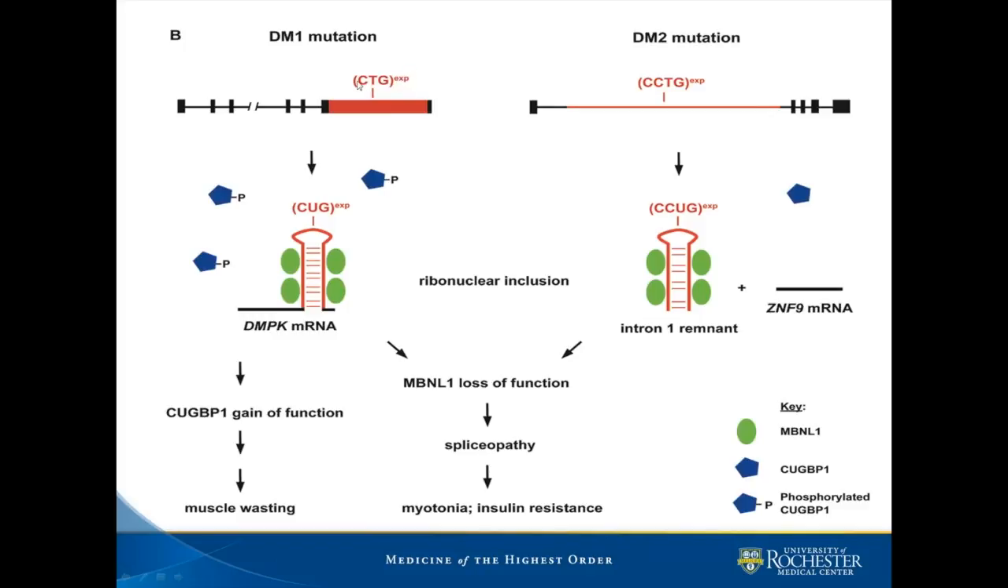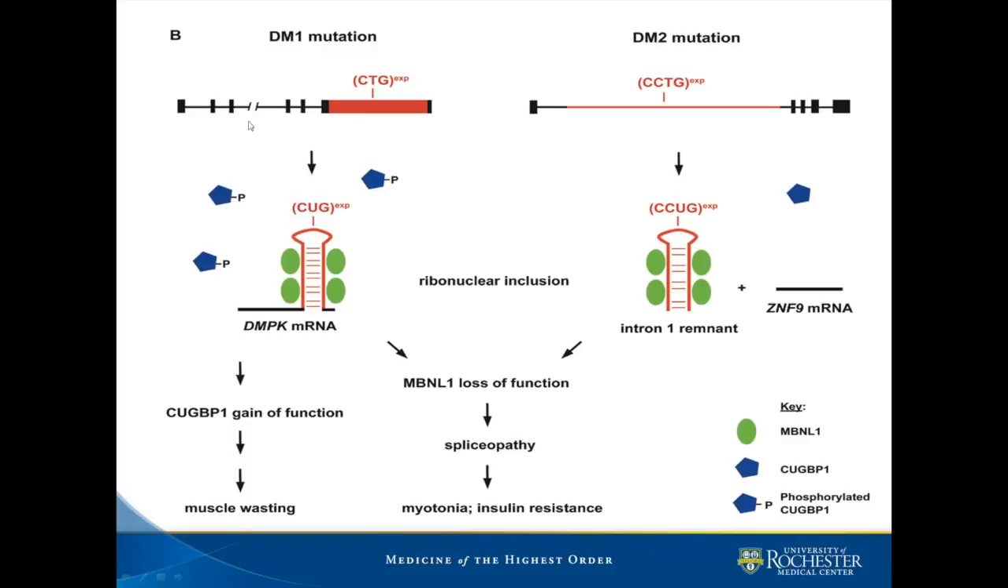Many patients have much bigger CTG repeats than 100. It could be in the congenital form as high as 2,000 or more. In myotonic dystrophy type 2, in intron 1, you see a very extended CCTG repeat. And it's way above 78, and it could be up in the range of 5 to 15,000.